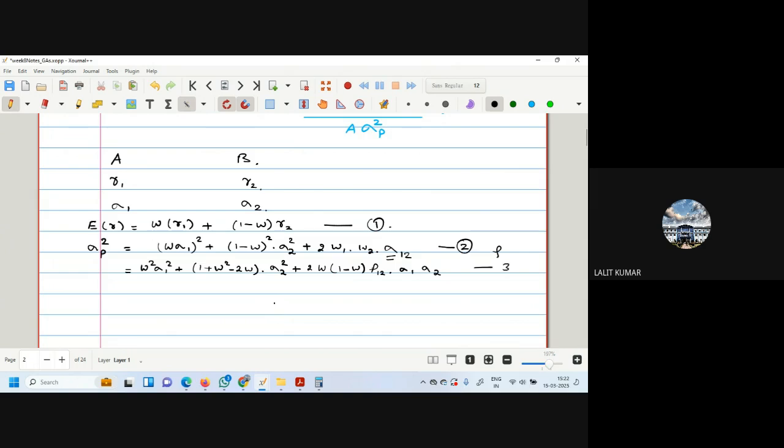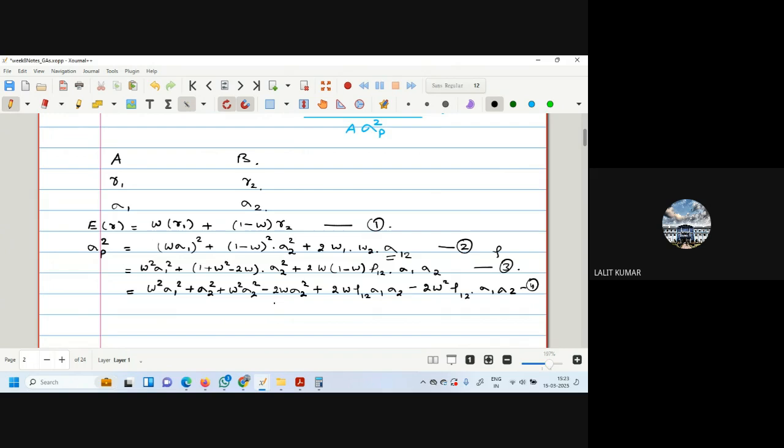This is third. Now you can expand it: W square sigma 1 square plus sigma 2 square plus W square sigma 2 square minus 2W sigma 2 square, plus 2 into W correlation coefficient sigma 1 sigma 2 minus 2W square correlation coefficient sigma 1 sigma 2. This is fourth. Is this okay?